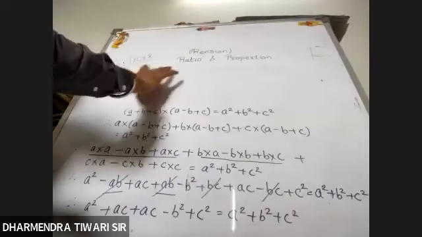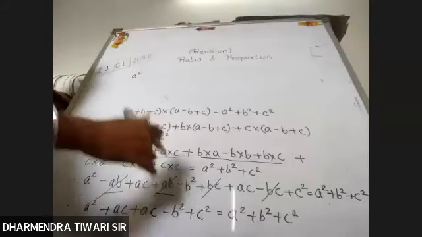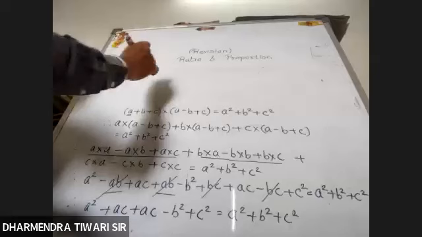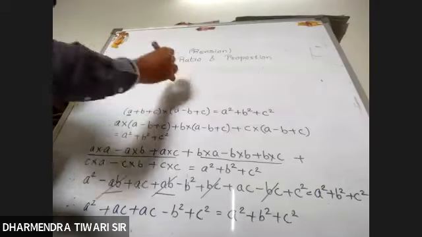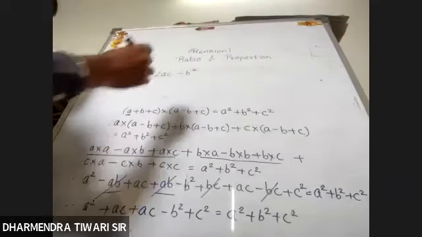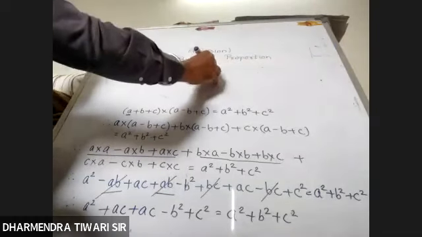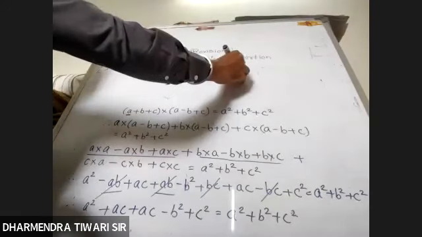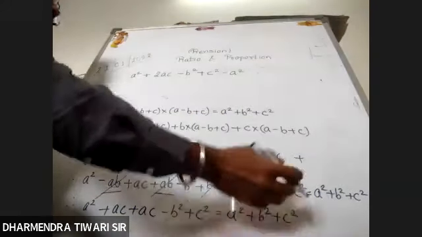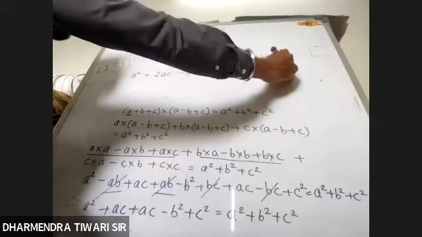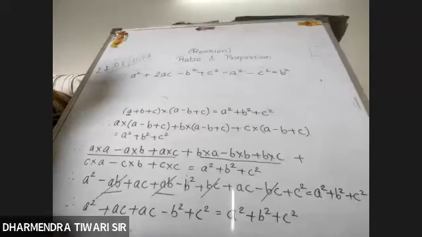Or if you are getting confused, you write the whole term first. AC plus AC is 2AC minus B square plus C square. Taking this A square to left hand side, so it will be minus A square. Taking this C square to left hand side, so this is minus C square. And keeping B square on right hand side.